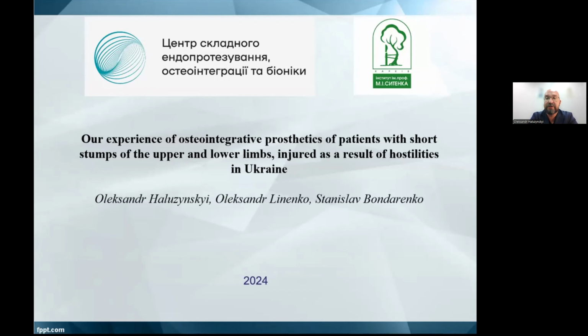Due to Russia's military aggressions against Ukraine, the number of patients with amputations of limbs is growing every day, both among military personnel and among the civilian population. Rehabilitation and prosthetics of such patients is a difficult task, especially for patients with defective stumps. Osseointegration is a revolutionary method of prosthetics, which I will tell you about in more detail.